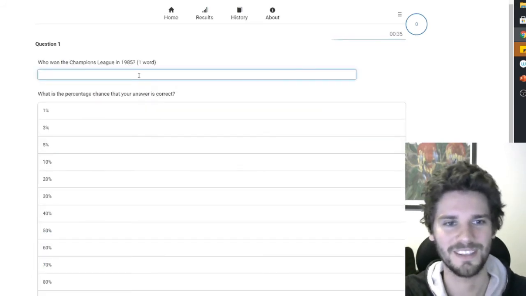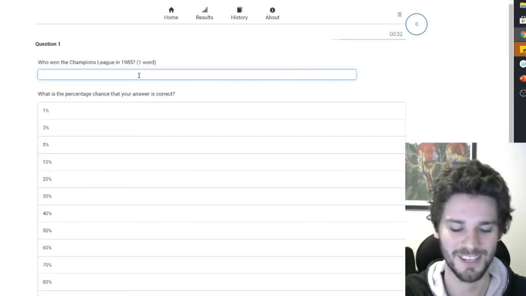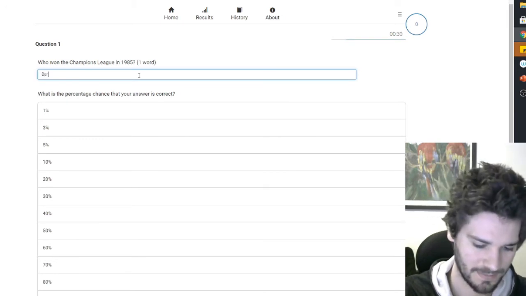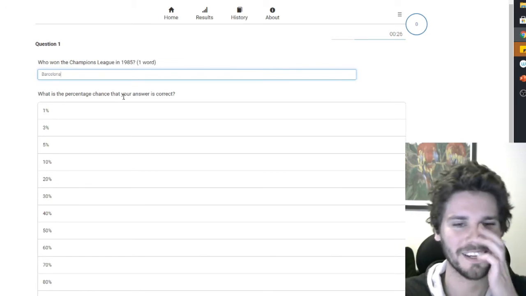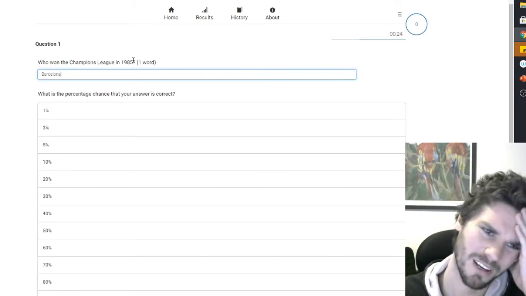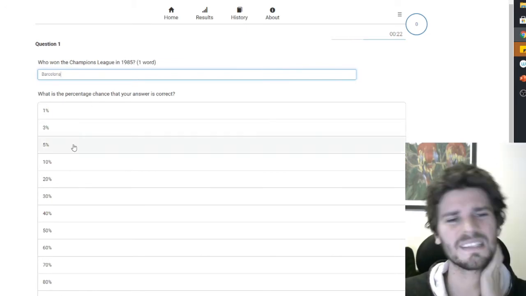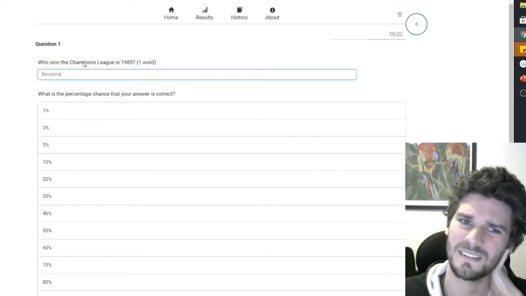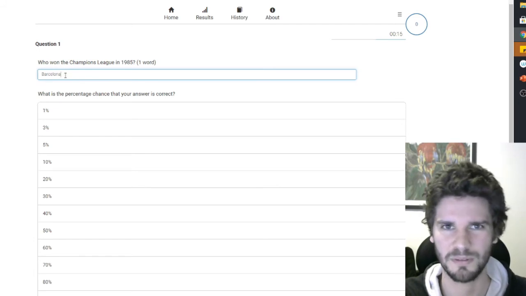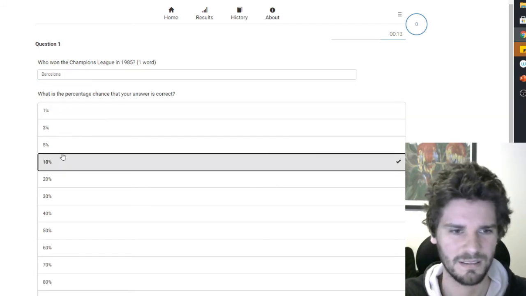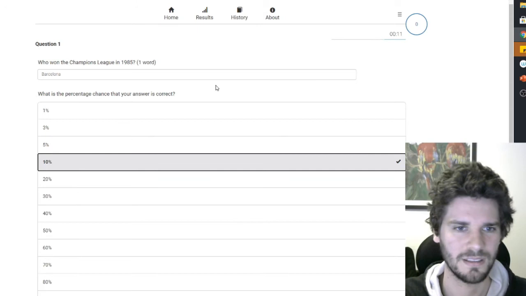Who won the Champions League in 1985? Well, my best guess is going to be Barcelona because they won it a whole bunch. And okay, what teams could plausibly have won it? It's probably less than 20. I think Barcelona has definitely won more than 1/20th of the Champions Leagues, but probably less than a 10th. So I think 10% is going to be the best guess here.